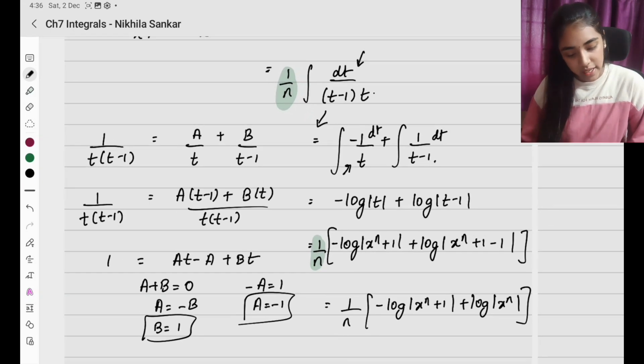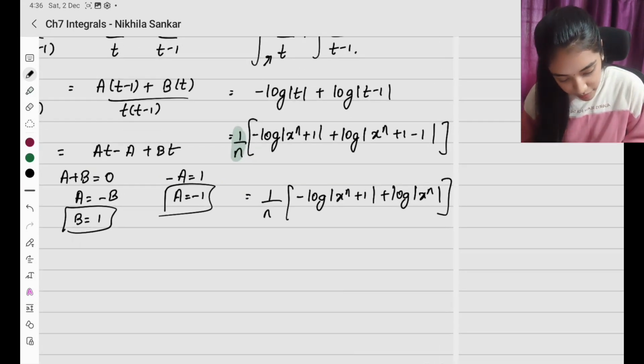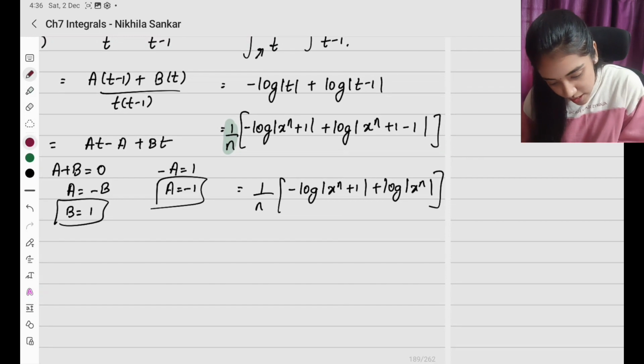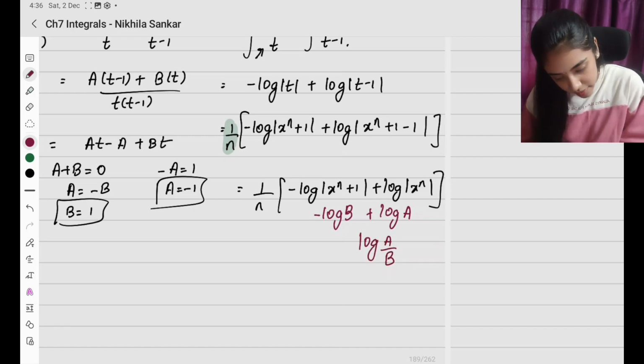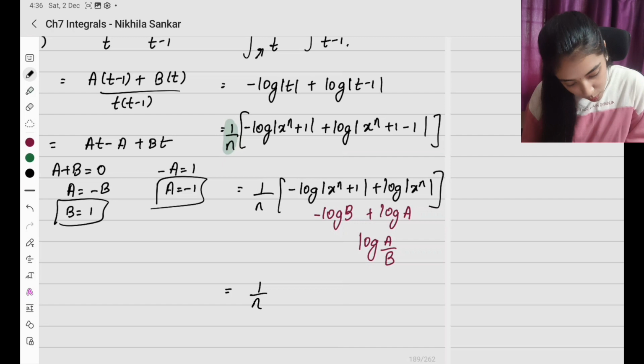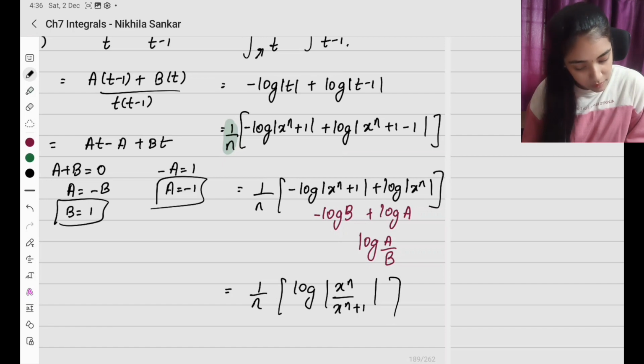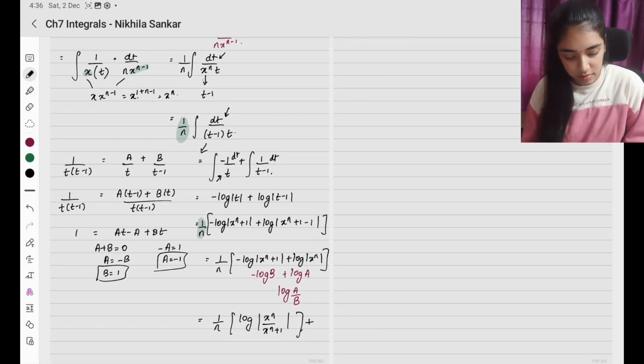I can further simplify this. How can I simplify? Log of a minus log b plus log a. So log a minus log b can be written as log of a divided by b. So this is nothing but 1 by n times log a divided by b. Okay, this is my answer, plus c. Always. Please copy.